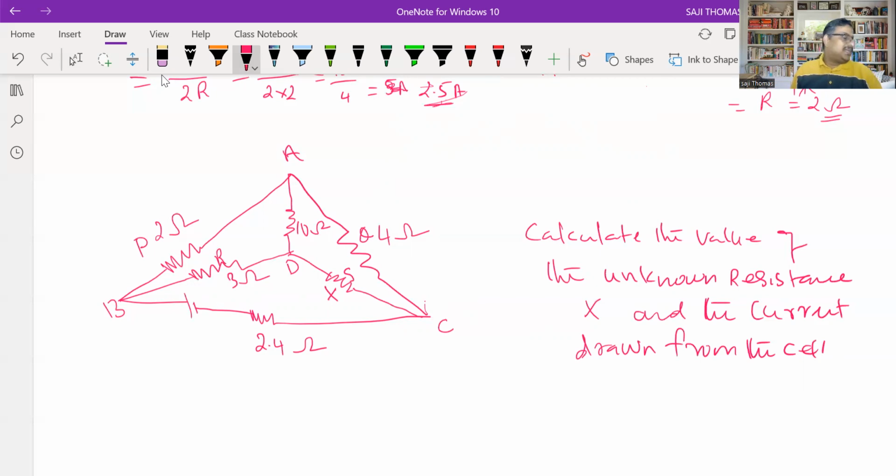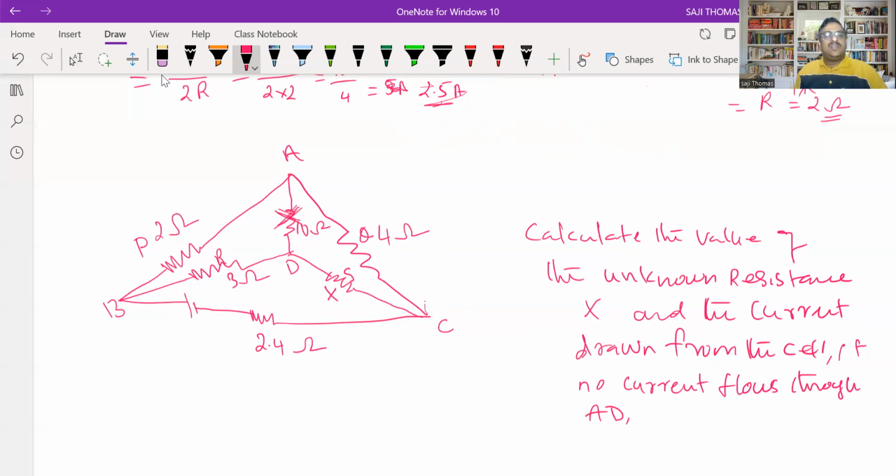But it is given, calculate the value of the unknown resistance and the current drawn from the cell if no current flows through the path AD. See, it is given through AD no current flows. Instead of a galvanometer, a 10 ohm resistor is connected in AD. So no current passes through AD, which means we can remove this.